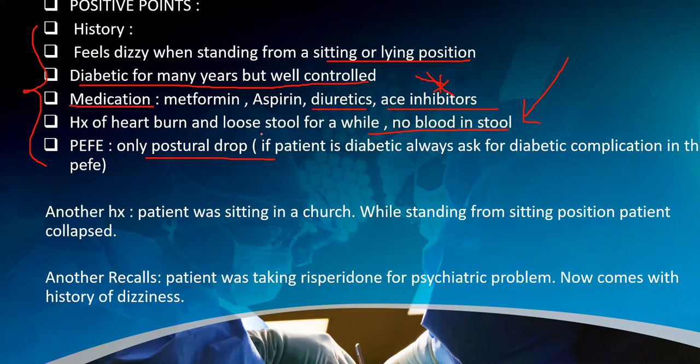Now, another history could be a patient who was sitting in a chair. While standing from a sitting position, the patient collapsed. That's also one of your cases. Now, from sitting to standing, if the patient falls, that's postural hypotension.